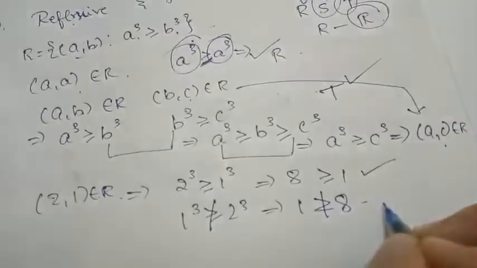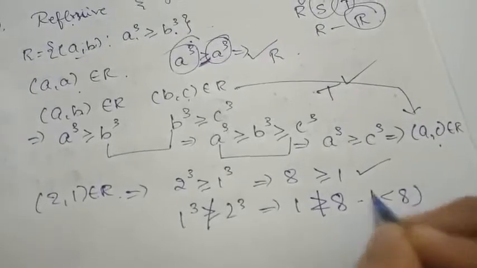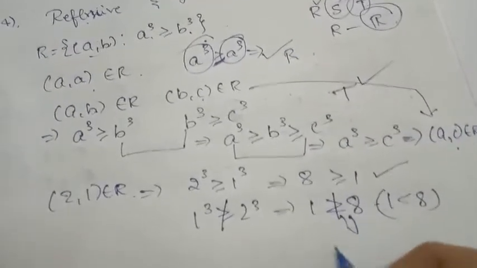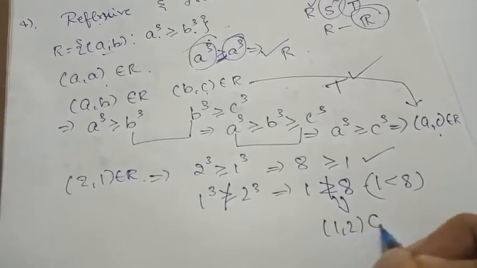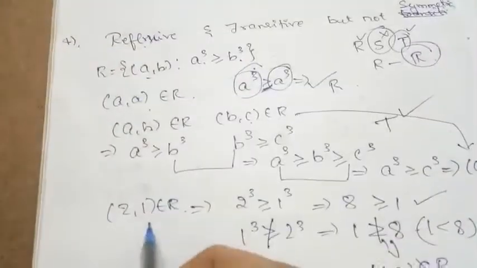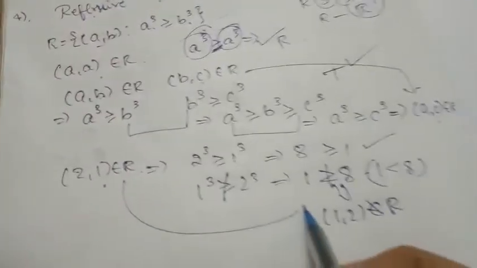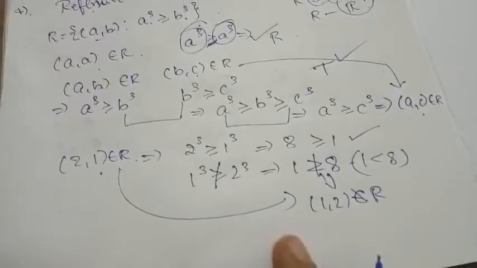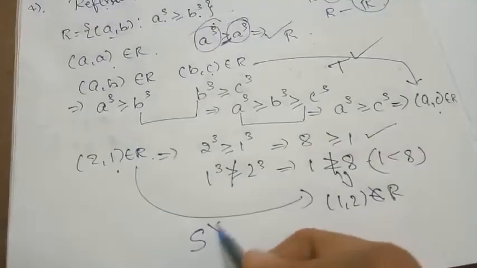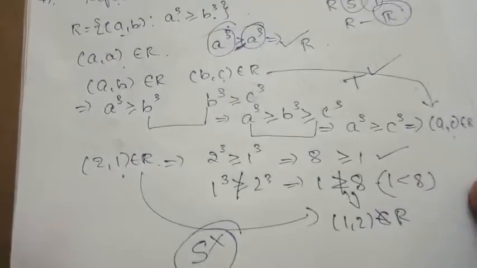1 is less than 8. So this implies (1, 2) does not belong to the relation. So if (2, 1) belongs to R and its reverse (1, 2) does not belong to the relation, the given relation is not symmetric.